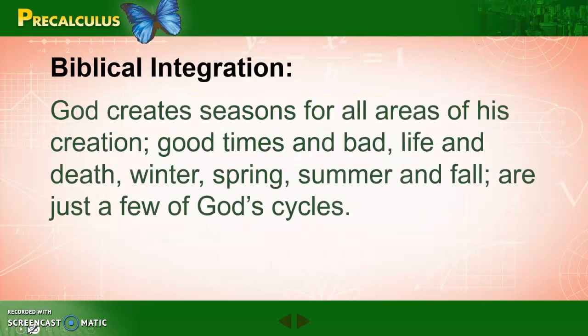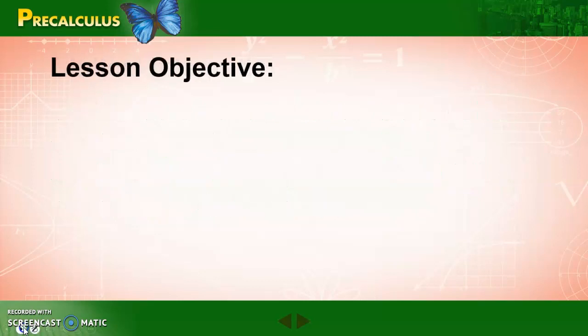Our biblical integration for this unit is the reminder that God creates seasons for all areas of His creation. Good times and bad, life and death, winter, spring, summer, and fall. These are just a few of God's cycles, and when we're looking at functions like periodic functions, we're going to see these cycles. And because of these cycles, we can make weather predictions. We can do all kinds of other predictions with stocks and safety, and this helps us to better take care of God's creation, and that includes the people that are in it.